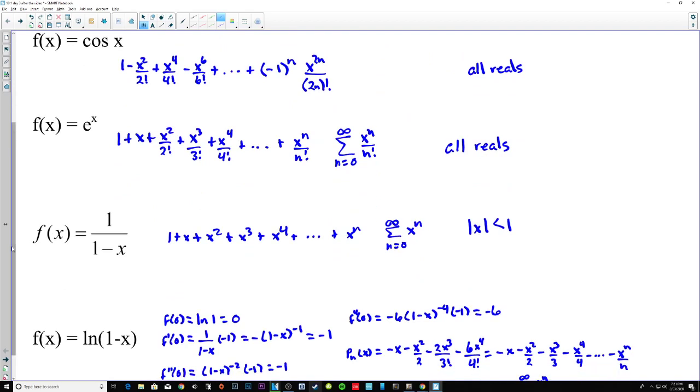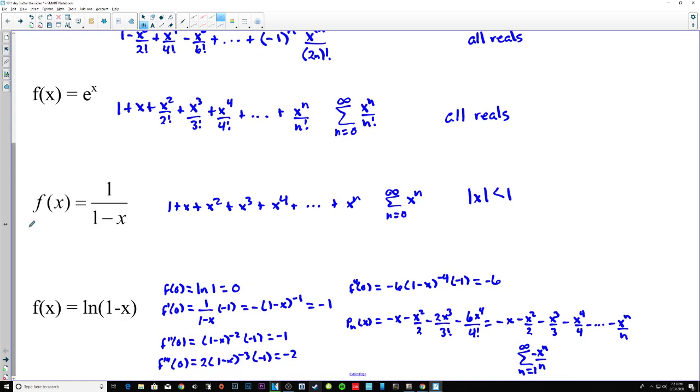And then we got e to the x, and all of the derivatives of e to the x is e to the x. And then e to the 0 makes all the coefficients 1. So we just have 1 plus x squared over 2 factorial, and so on. The nth term is x to the n over n factorial. And then in sigma notation, n equals 0 to infinity of x to the n over n factorial. This also converges for all reals.